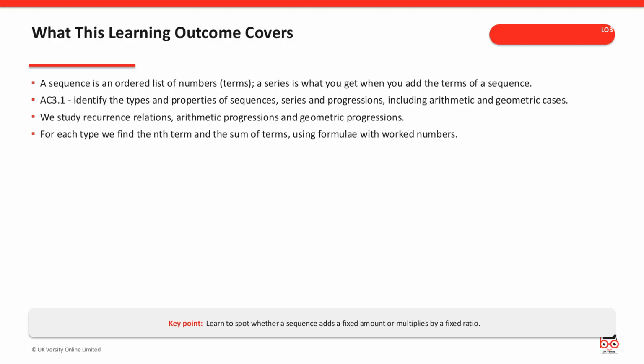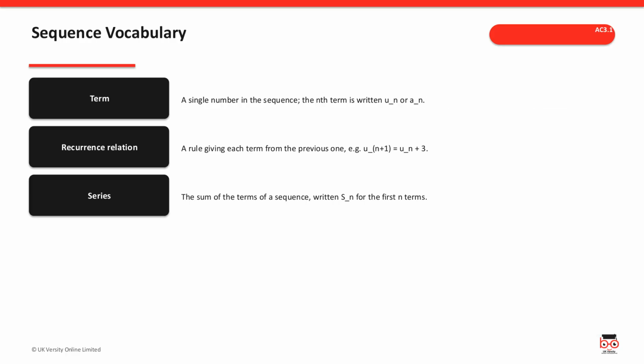For each type, we'll find the nth term and the sum of the terms, working real numbers through as we go. And the key skill is spotting whether a sequence adds a fixed amount or multiplies by a fixed ratio. Three terms will keep coming up.